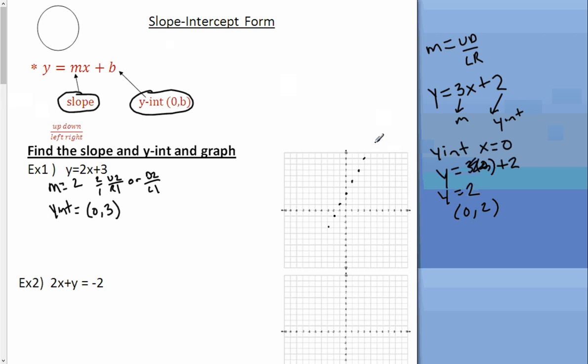Now, as you can see, that was my starting point, and this tells me how to move, and by doing that, I have enough information to graph the equation. So I'm going to go ahead and graph it now. So my graph is going to look like that.